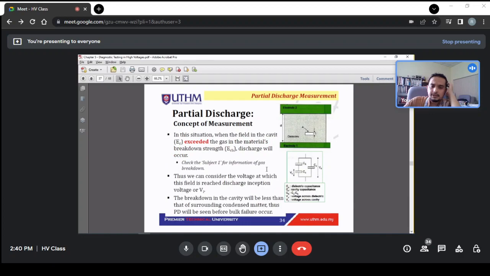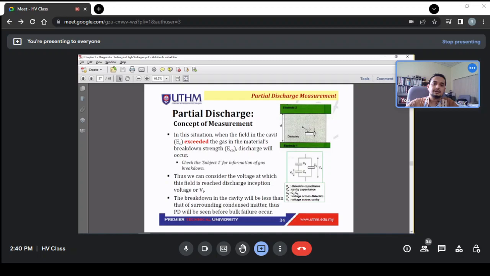Okay, what will happen if the electric field strength in the cavity, in the void, in the empty space here, exceeds the gas material breakdown strength? It means that if the electric field exceeds the electric breakdown, then discharge will occur. Discharge just within this small area. It's not within the materials, it's not between the two electrodes, but it just happens within this void.